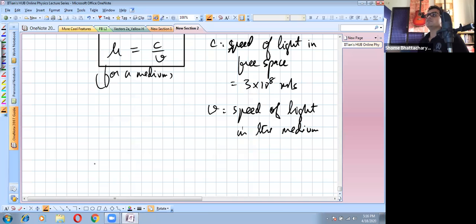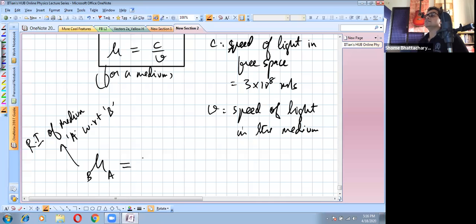Now, you also define relative refractive index of A with respect to B. Okay, so this is the refractive index of medium A with respect to medium B. So this actually is defined like this. It is vB by vA.